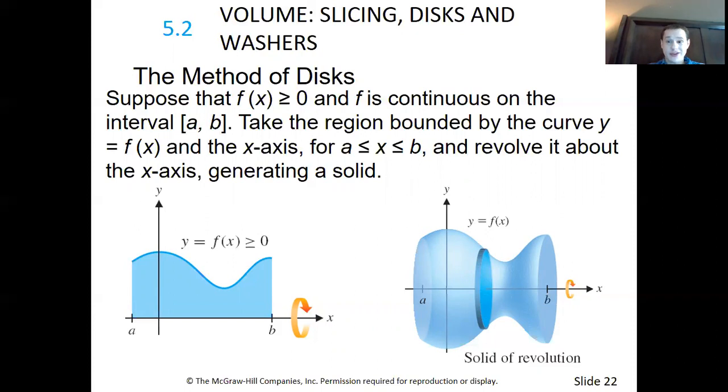Now, there are two other methods. They're really the same method, but we're going to go through them one at a time. Discs and washers. Discs is a special case of washers, but you want to get discs down first because washers are the same kind of thing. So here's the method of discs.